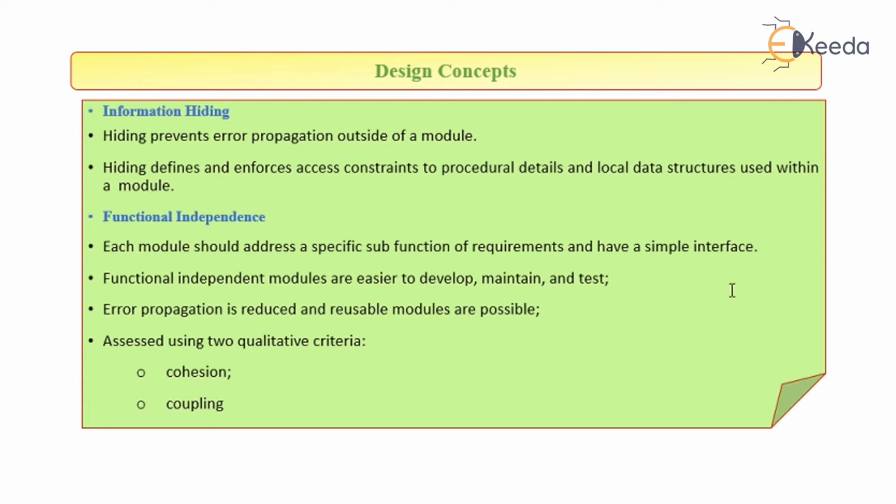Functional independence. Each module should address a specific sub-function of the requirement and have a simple interface. That means the module must be simple enough and it should carry out a certain requirement. Functionally independent modules are easy to develop, maintain and test. Error propagation is reduced and reusable components are possible. That means a module has to be functionally independent in itself and the interdependency also has to be checked.